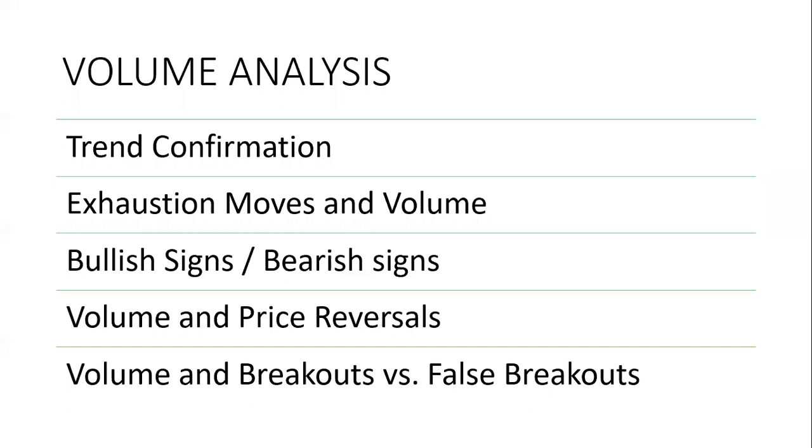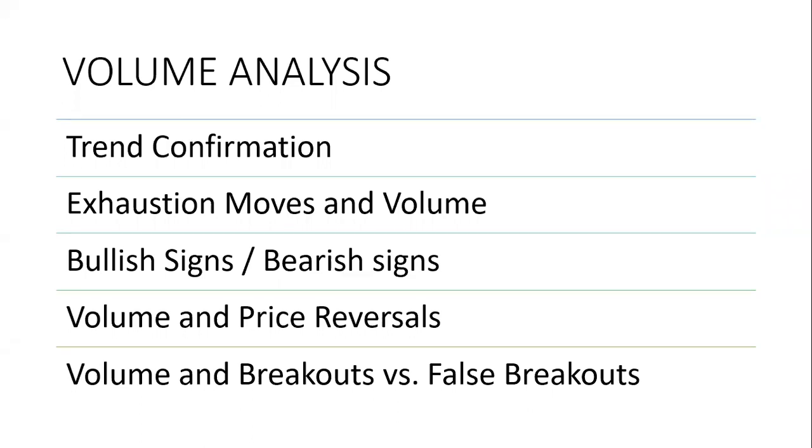Today we are going to do a couple of analyses. One is trend confirmation, like I said, whether it's a short term or long term bullish trend, or a short term or long term bearish trend. Also, understanding exhaustion of the moves. That means the stock has already rallied up and now the volume is slowing down, and how to identify those early sell signals. Similarly, strong bullish and strong bearish signs, and volume and price reversals.